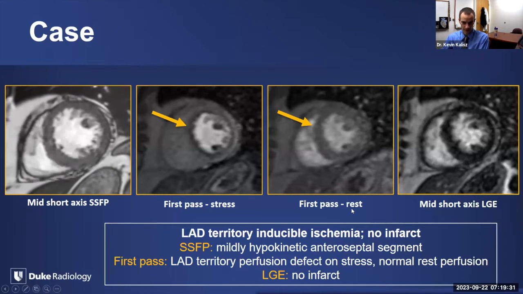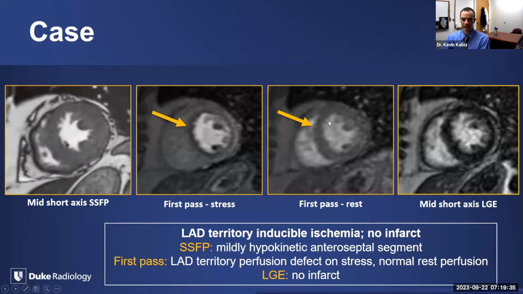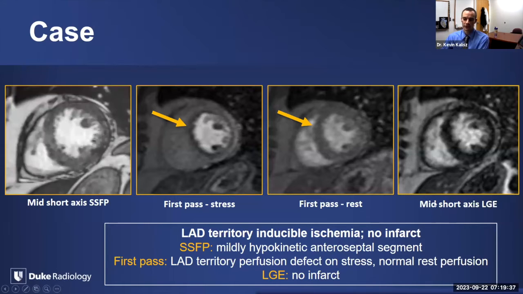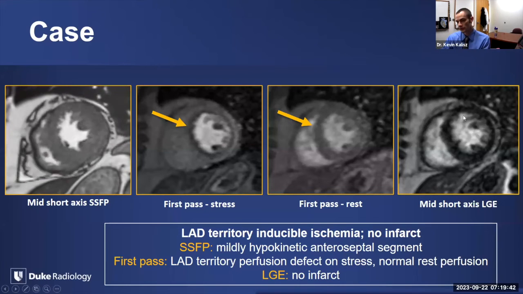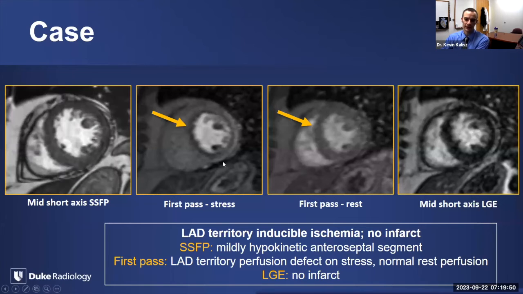Compared to rest, after the adenosine has washed out and has been turned off, at rest, it's basically normal. And then really just showing here this mid short axis LGE, just to show that there's no LGE, there's been no evidence of a prior infarct. So the constellation of findings here is inducible ischemia in the LAD distribution.